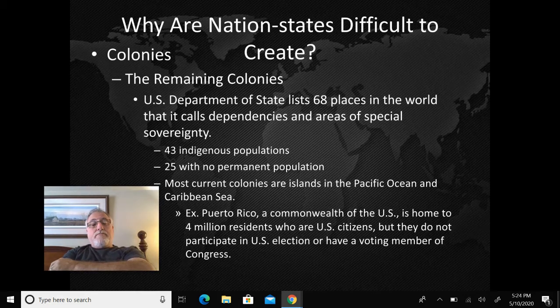I was going to say something else about that. Oh, yeah, there are more Puerto Ricans in New York than in Puerto Rico.